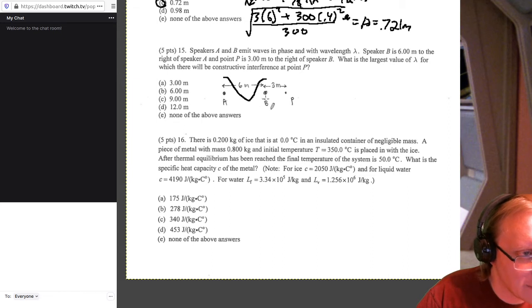The other one will arrive out of phase and then it'll cancel, and we don't want that. So this one will arrive in phase. So that means that 6 meters is our lambda.